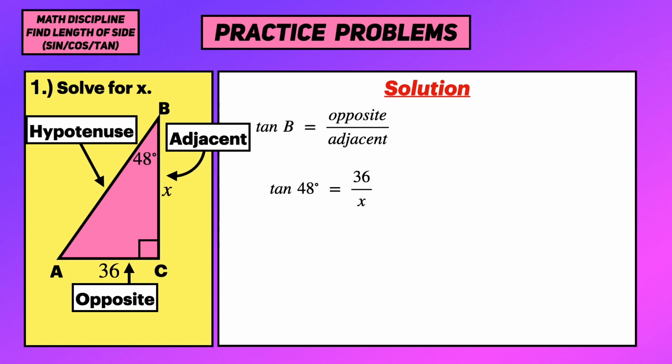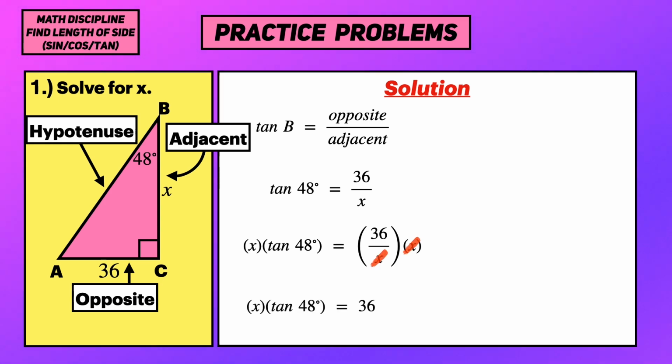We want to isolate the variable x, so let's move it to the left of our equation by multiplying both sides of our equation by x. The x's on the right cancel out, and we now have x times the tangent of 48 degrees equals 36. We still need to isolate x, so that means we need to move the tangent of 48 degrees to the other side of our equation.